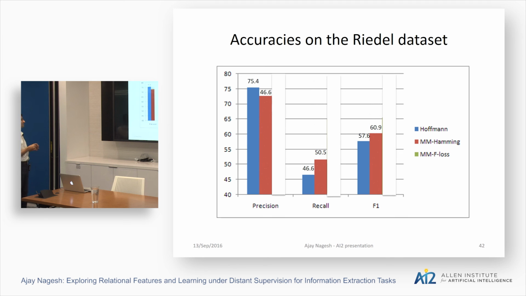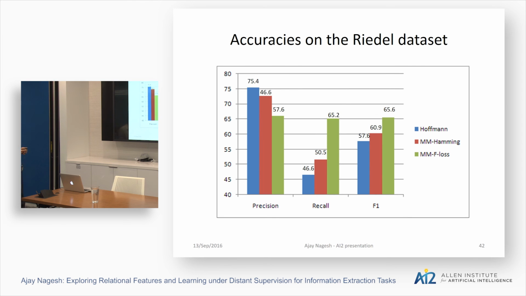So we see that there is some drop in precision, but there is an increase in recall for this method, and there is an overall increase in F. And for the non-decomposable loss, we see that there is an even balance between precision and recall here. The overall F improves by around 8% points. So 8 to 10% improvement is there compared to our baseline.